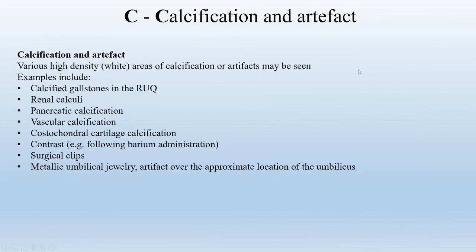The last one, C, for calcification and artefact. There might be different calcifications that can be seen on abdominal X-ray: calcified gallstones in the right upper quadrant, renal calculi, pancreatic calcification, vascular calcification, costochondral cartilage calcification, contrast, surgical clips, metallic umbilical jewelry, foreign bodies.